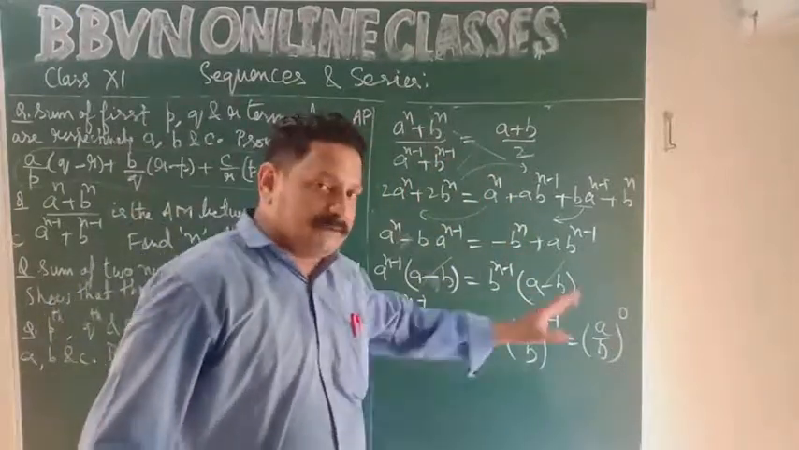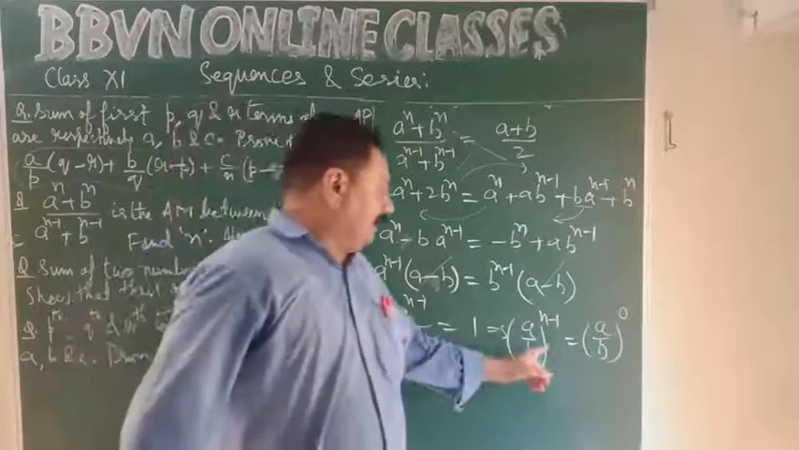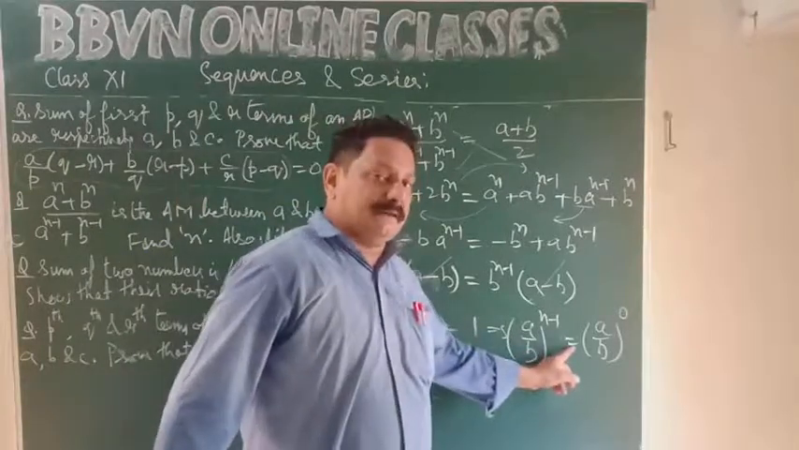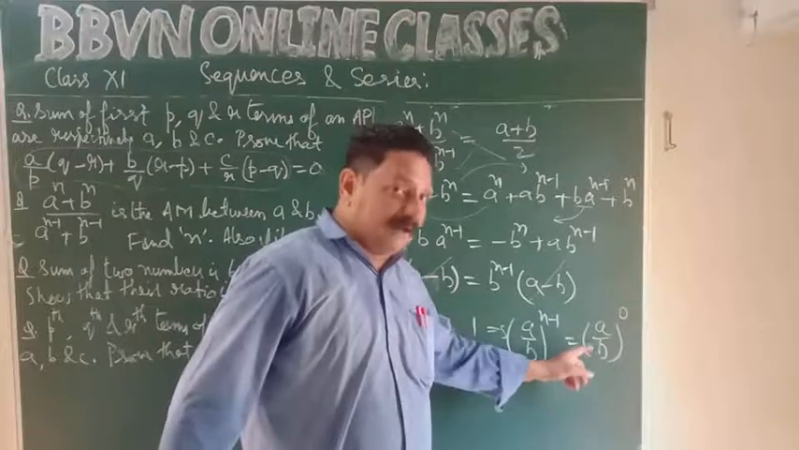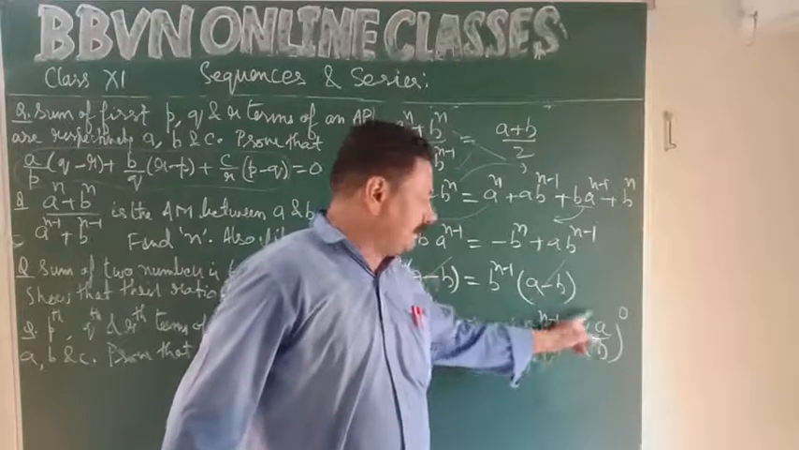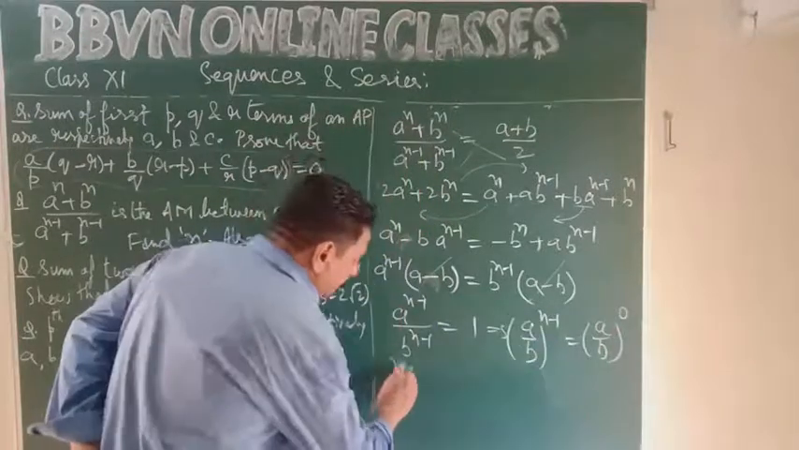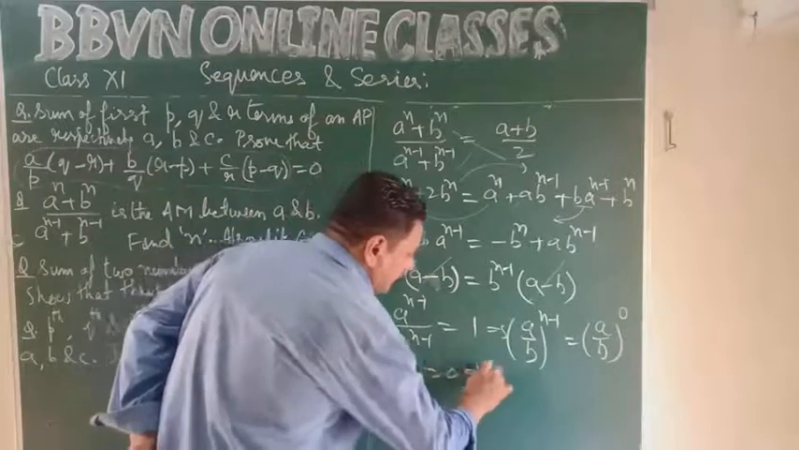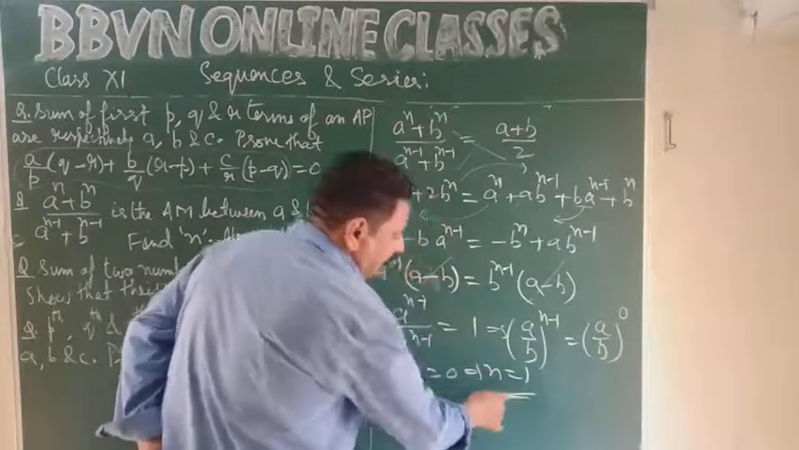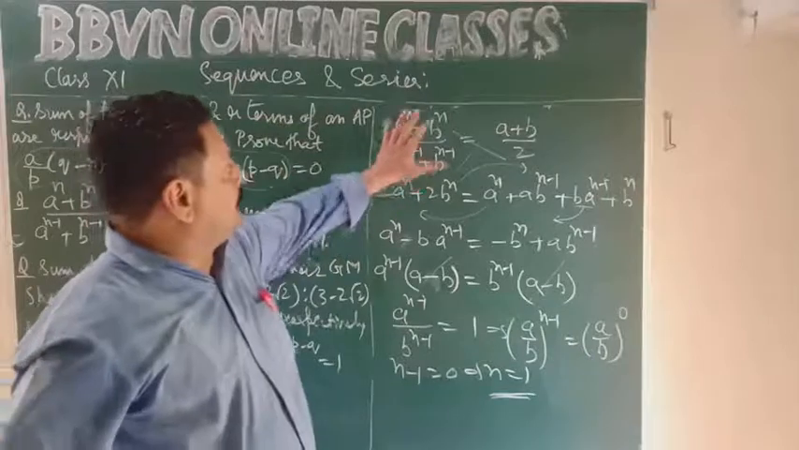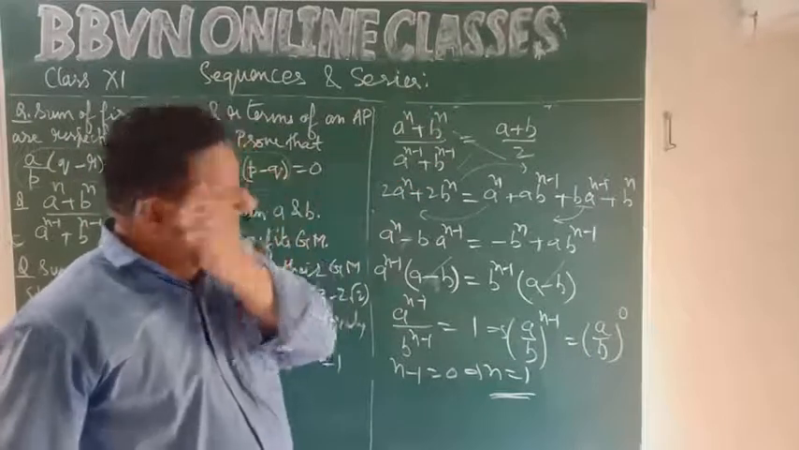Okay, so 1 we have changed into the same base. Now there is an equality sign here. Bases are same and terms are equal. So obviously powers will also be equal. It means n minus 1 equal to 0. That is n equal to 1. If n equal to 1, then this will be the arithmetic mean between a and b.